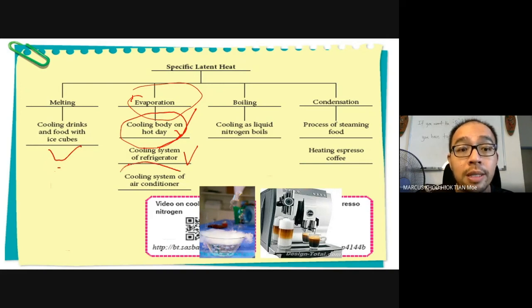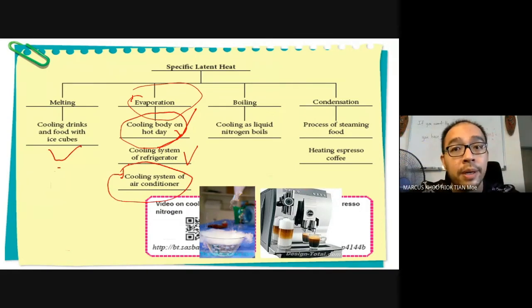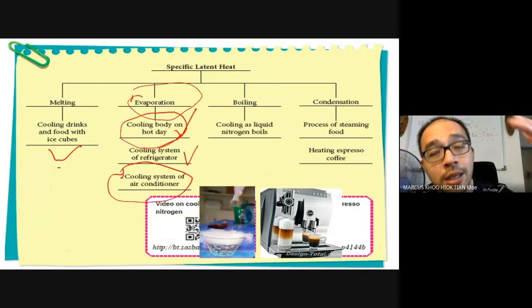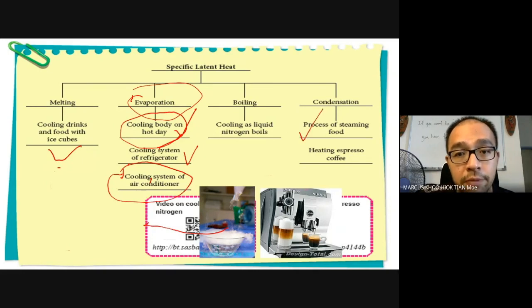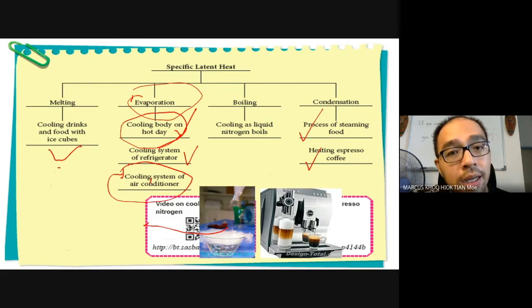Then the cooling system of the air conditioner, even your aircon also, works on the same principle. That's why you have cold air blowing out, because the air has already gone through, and then the heat is taken out from the air, so that whatever comes into your room is just cold air. Boiling: cooling as liquid nitrogen boils. And then condensation: the process of steaming food, and heating your espresso coffee. So all these are applications of specific latent heat.